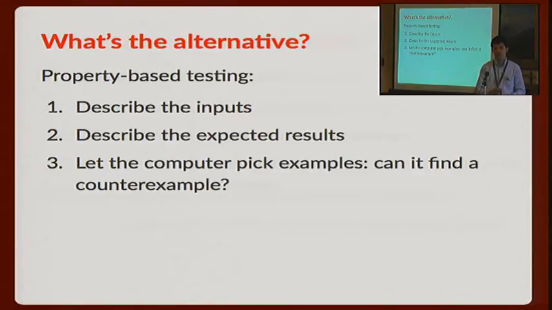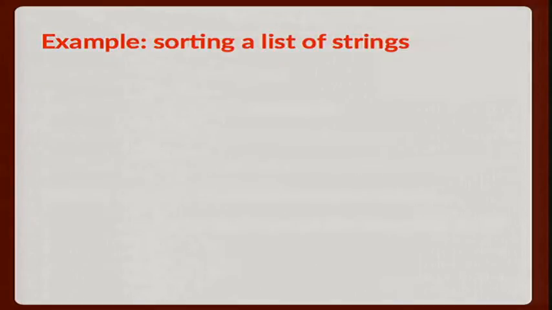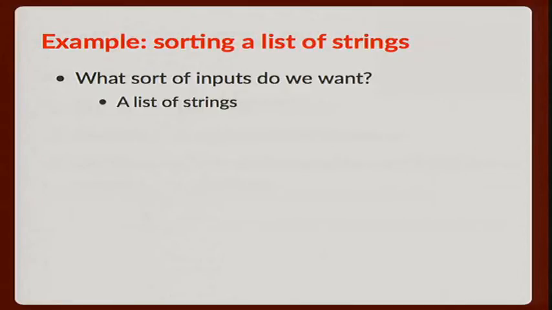So let's think about how we might apply this to our example. We're sorting a list of strings. The input to this test is hopefully fairly obvious. It's a list of strings. Now we've got to think about, how do we know if the test has passed? How does the computer know if we sorted the list correctly? And we've got to ask, well, what does it mean to correctly sort a list of strings?